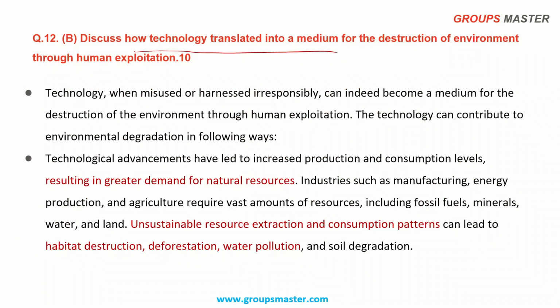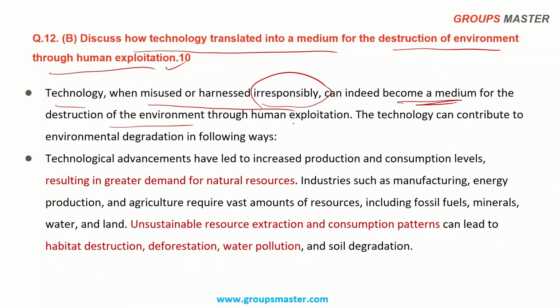Next, 12b. Discuss how technology translated into a medium for the destruction of environment through human exploitation, they are asking. Let us try to answer this question in this way. Technology, when misused or harnessed irresponsibly, can indeed become a medium for the destruction of the environment through human exploitation. The technology can contribute to environmental degradation in following ways. Let us see in what way technology is contributing to the environmental degradation.